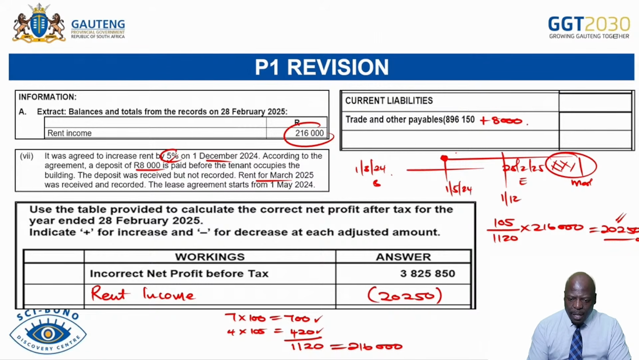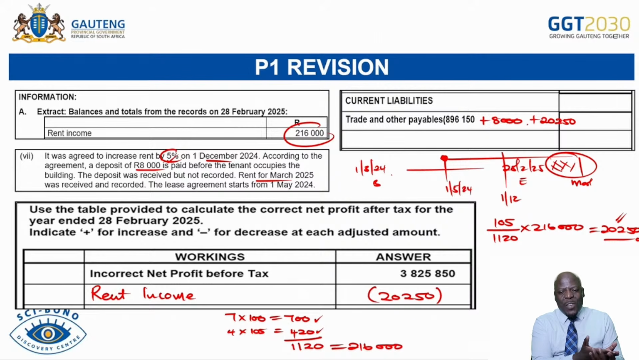And then, if we've received income in advance, it should go to trade in other payables. So we come to trade in other payables, then we say plus 20,250. Okay, my handwriting protruded there. It is not supposed to protrude like that. It should have been contained in its place. Okay, are we good?